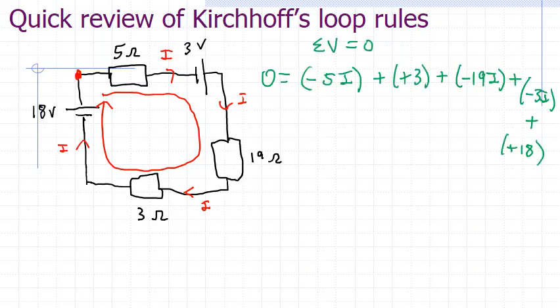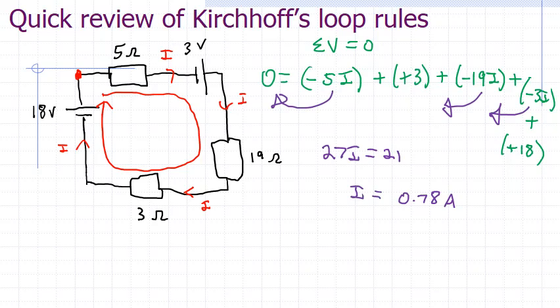All right, so we should get for the first one -5 times I, and then going from the negative to positive terminal, positive 3 volts. The current and the loop are in the same direction for the 19, so -19 times I. Same thing for the 3 ohms, so -3 times I. And then from the negative to positive terminal with the 18 volts, positive 18. We add them up, and we should get 0.78 amps.